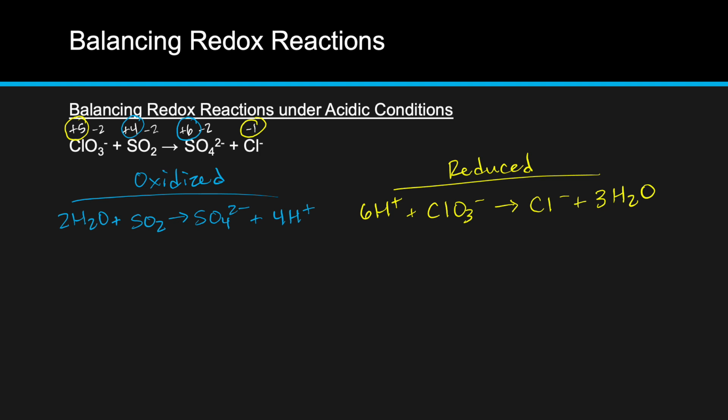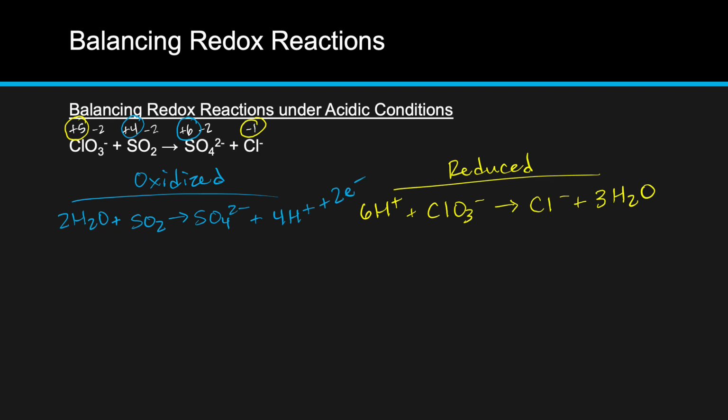And what I mean by that is your charge on your product side should equal the charge on your reactant side. So let's first start out with our oxidation half reaction. On the reactant side, we have no charge, so it's a charge of 0. On the product side right now, we have a charge of -2 from sulfate, and we also have a charge of +4 from our 4 hydrogen ions. Now, this gives us an overall charge of positive 2. And since we need this side to equal 0, we need 2 electrons to cancel that out. So I'm going to add 2 electrons to my product side.